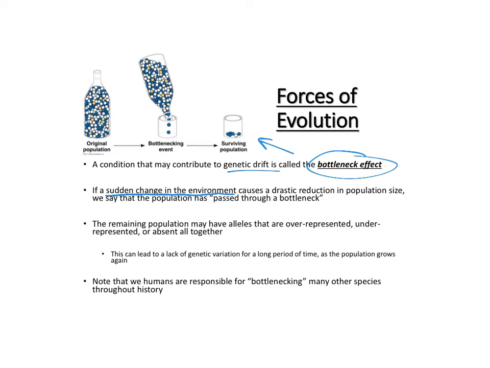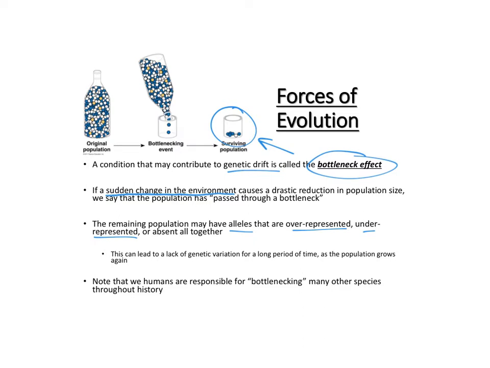Or it's passed through a bottleneck where it goes from many to just a few. Now realize this is just a way to get the founder effect, right? Because this is just a way to establish that the founders of a new population are the ones that survive a change in the environment previously. And so it works out the same way, right? The ones that survive may have alleles that are overrepresented or underrepresented or completely absent compared to the previous population, right? And what we can end up with is a very fixed gene pool, right? A group that kind of lacks genetic variation.